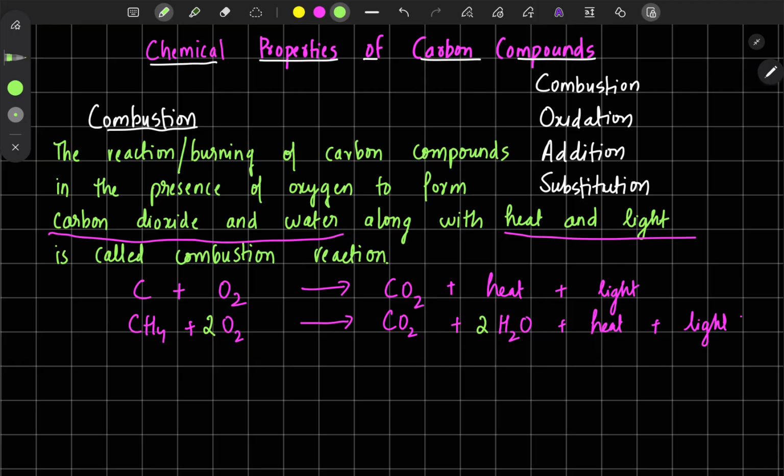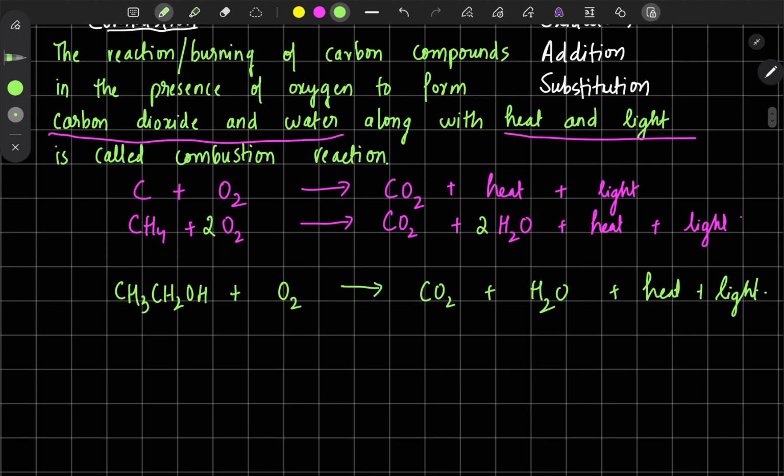We can write a number of other examples also. If we take CH3CH2OH, this is an alcohol. If we react it with oxygen, what will be the product? This is also a carbon compound, so your product will be CO2 plus H2O. So don't forget this. These are the products of a combustion reaction, whenever it burns with oxygen.